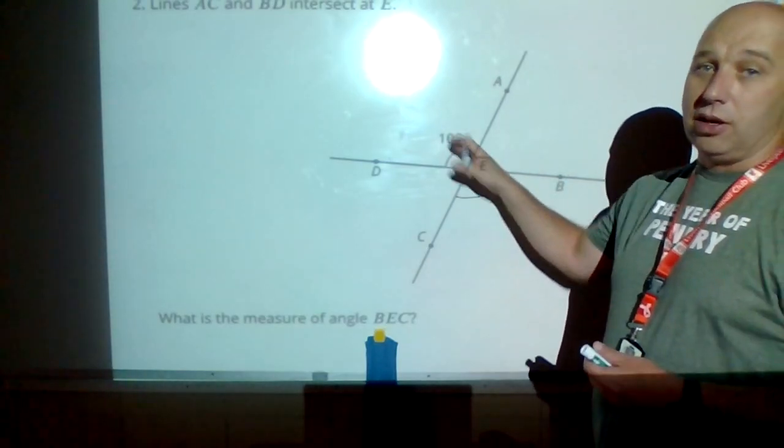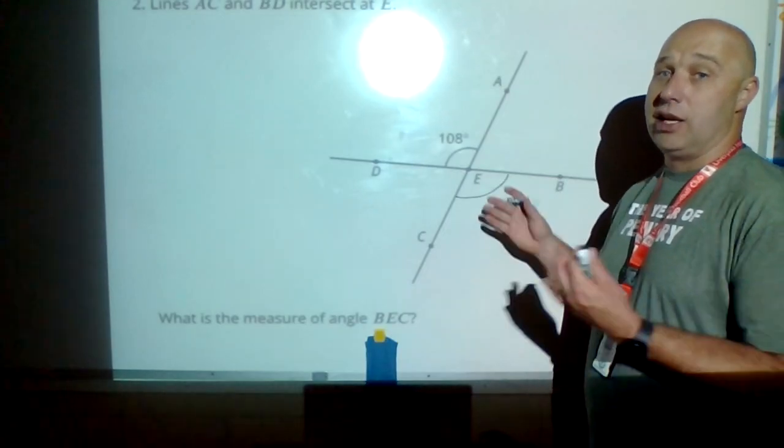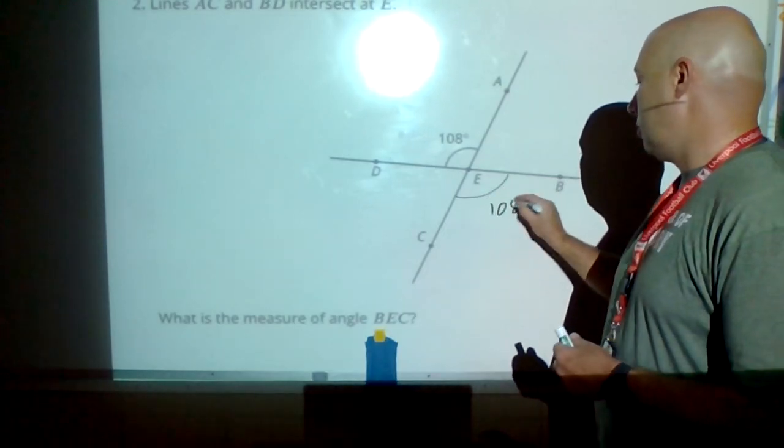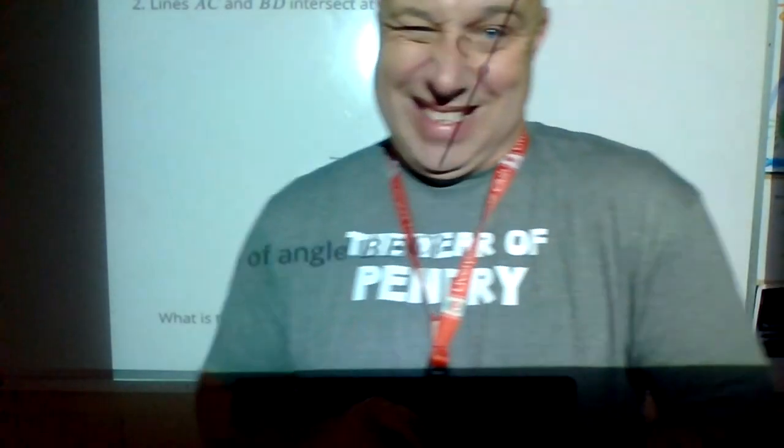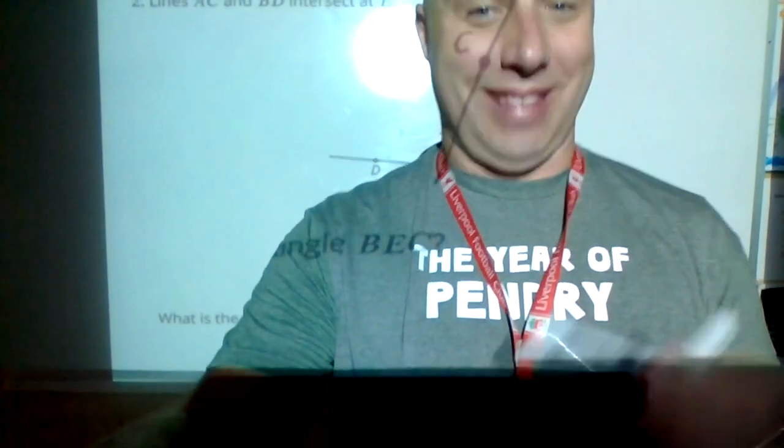And so you can see that those two are vertical. And you guys know vertical angles are congruent. So we got 108 degrees there. Not too much going on there.